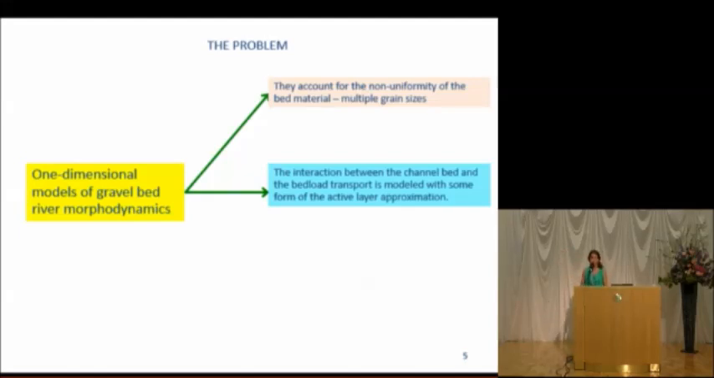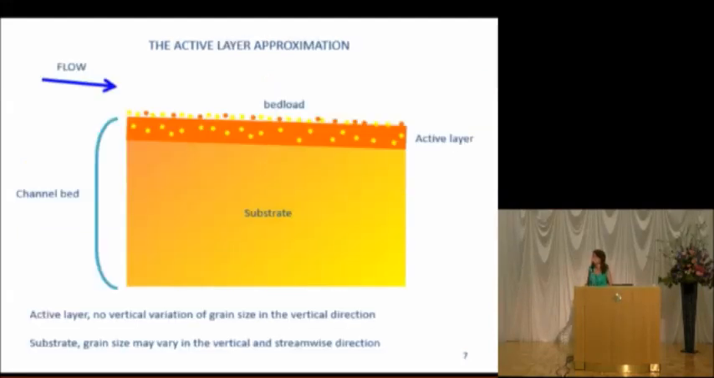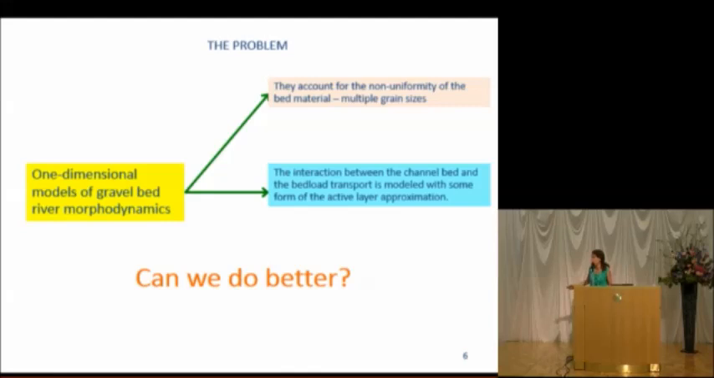One is that they treat the sediment as non-uniform, mostly in terms of non-uniformity of grain size. And the second one is that the interaction between the channel bed and the bed load transport is modeled with some form of an active layer approximation. The question here is if we can do better than this. Let's see what we mean with this question.